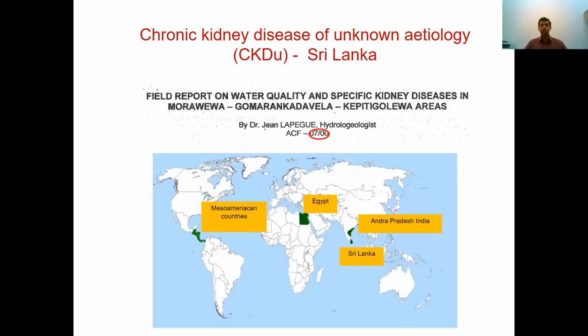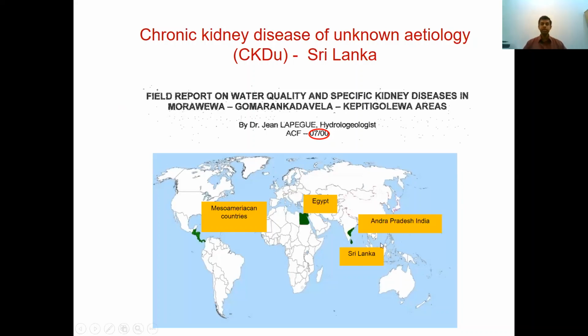Now that brings us to this topic of chronic kidney disease of uncertain etiology, which is endemic to Sri Lanka and some other countries all around the world. Now, your renal lectures will not be complete if we do not discuss at least briefly about CKDU, which you all need to be aware of.